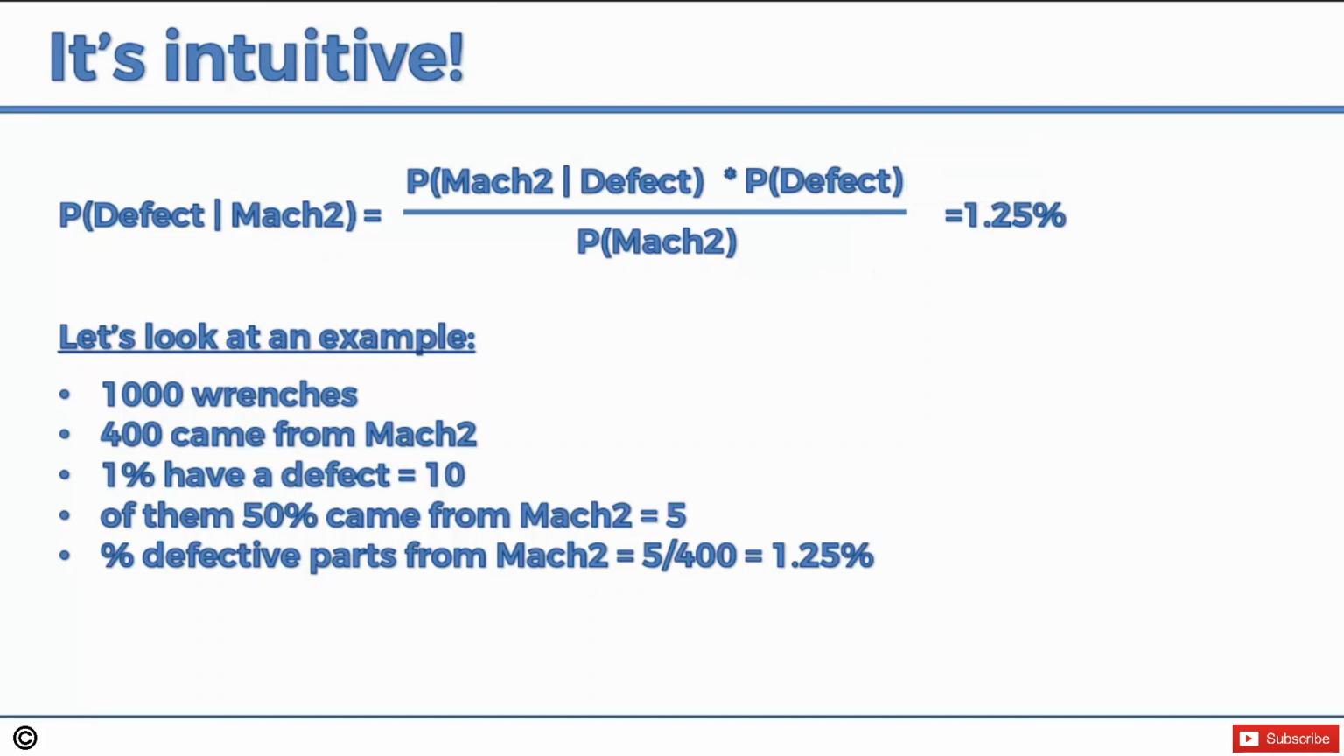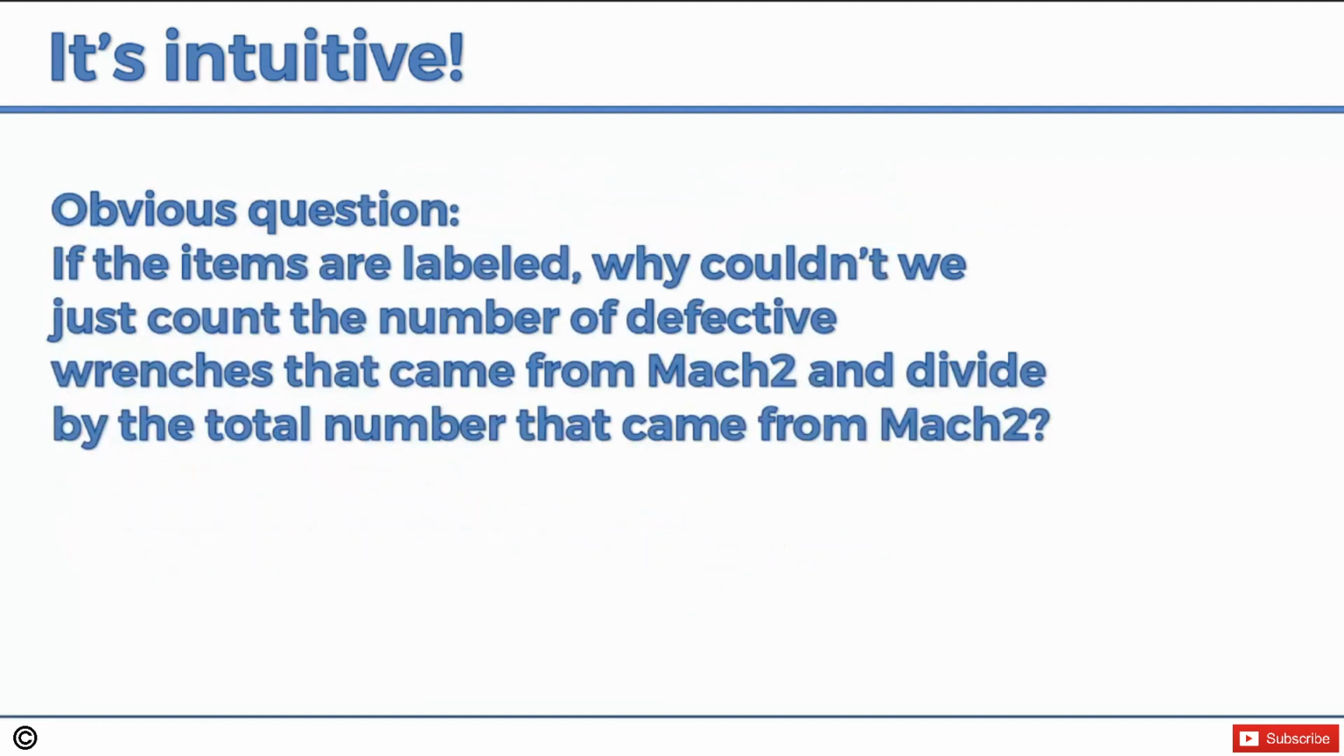And we only have one final question left. We only have one obvious question here. So the question is, why do we have to go through all of this complexity? Why can't we just count the number of defective wrenches from machine 2 and then count the number of total wrenches that came from machine 2 and divide one by the other and get that same result? Why don't we have that input of the total number of wrenches that came from machine 2 right away? If the items are labeled, why couldn't we just count the number of defective wrenches that came from machine 2 and divide by the total number that came from machine 2?